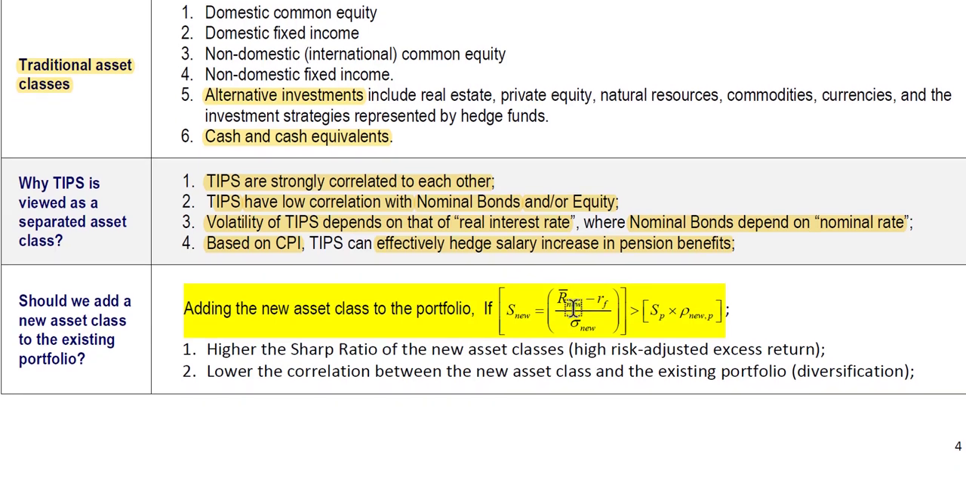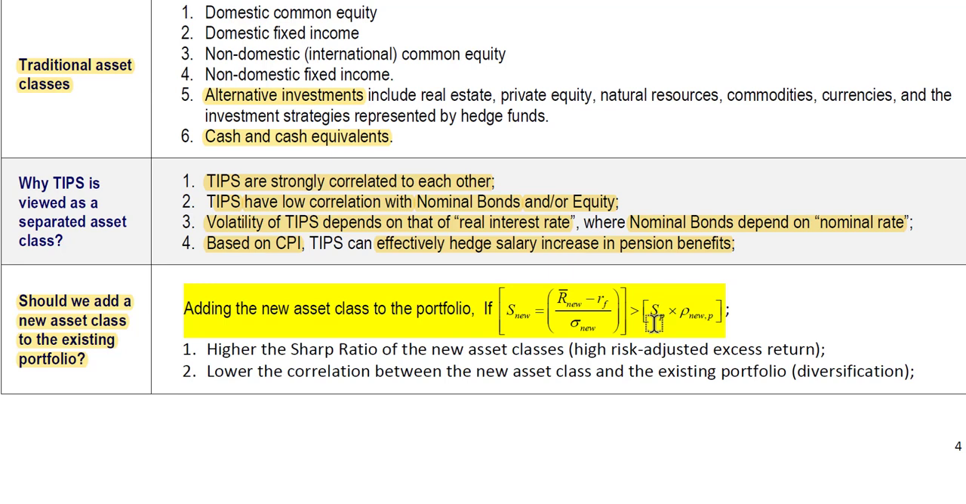Now, this reading also provides a very important and useful tool, I would call it criteria, to determine whether we need to accept a new asset class inside your portfolio and replace the old one. So my question here is: should we add a new asset class to the existing portfolio? What is the criteria we should use? And I view this as a very powerful, unique and very useful tool.